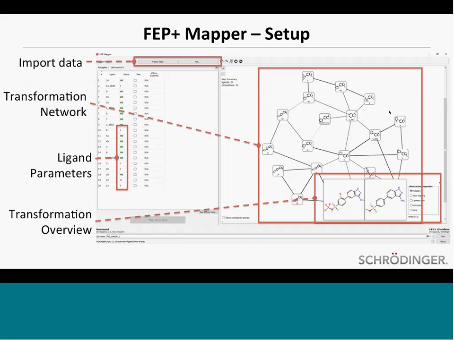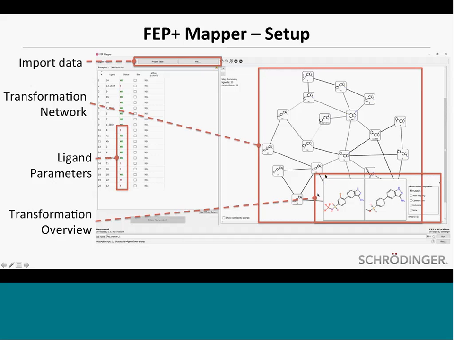What that will do is populate a graph on the right, and it will draw these connections between ligands that are similar to one another. So these edges on the graph represent the perturbations that are going to be carried out, and you can add or remove some of these perturbations if you don't think that they're reasonably predicted or imposed by the FEP mapper algorithm.